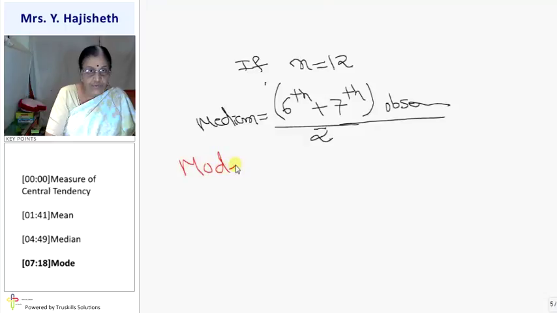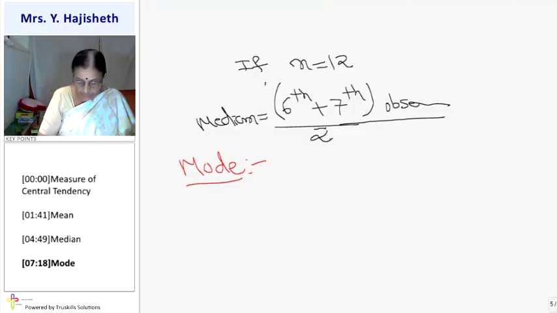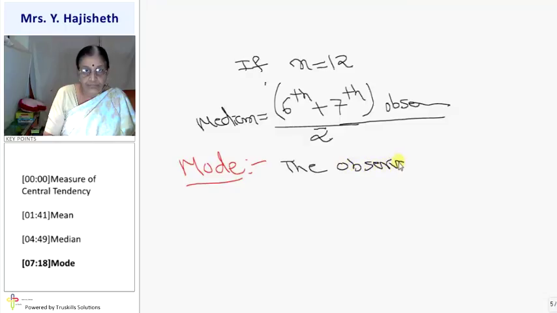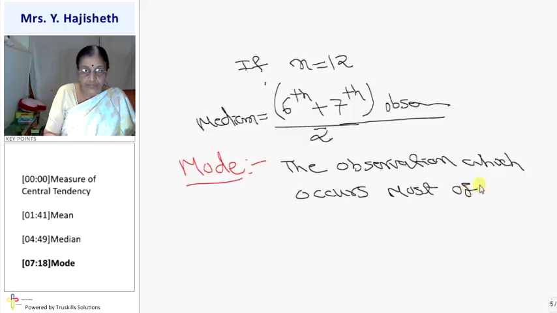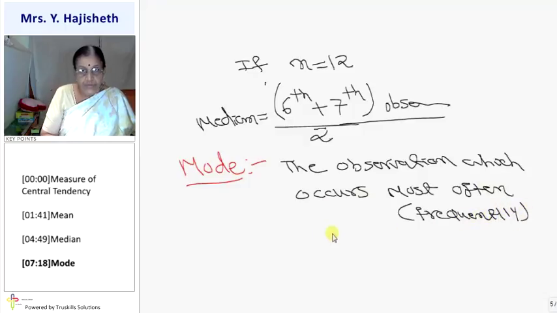Now what is the mode? जब सम करेंगे तो आपको एकदम क्लियर हो जाएगा. Mode is the observation which occurs most often. The observation which occurs most often or most frequently is called mode.